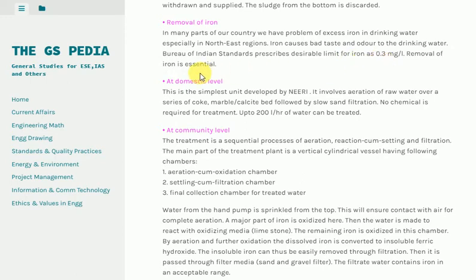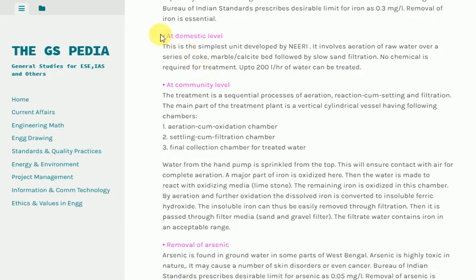At domestic level, this is the simplest unit developed by NEERI. It involves aeration of raw water over a series of coke, marble/calcite bed followed by slow sand filtration. No chemicals are required for treatment. Up to 200 L/hour of water can be treated.